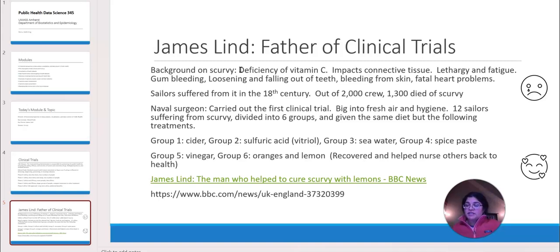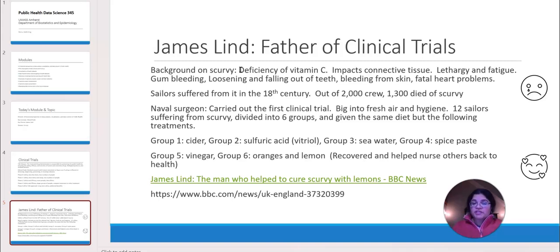So, what James Lind did is when his group of sailors started experiencing scurvy, he took a group of 12 sailors and he systematically divided them into 6 groups. He made sure that their diet and work responsibilities were the same. So he's making sure there are no confounding factors. And then with the 6 groups, he gave them different treatments. Groups 1 through 5 are controls, and group 6 is the treatment that he's testing.